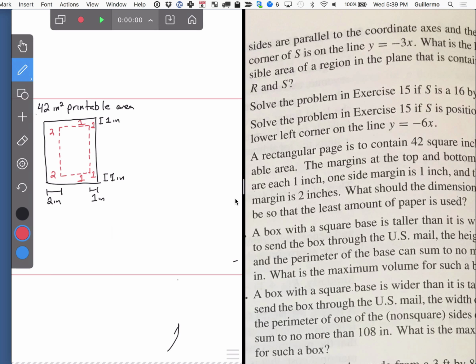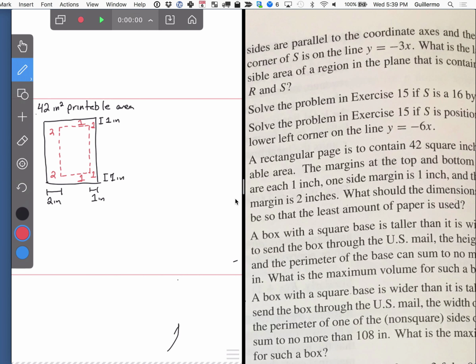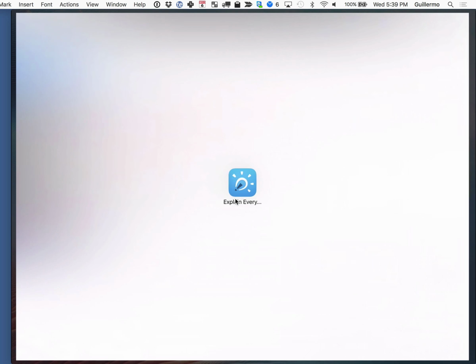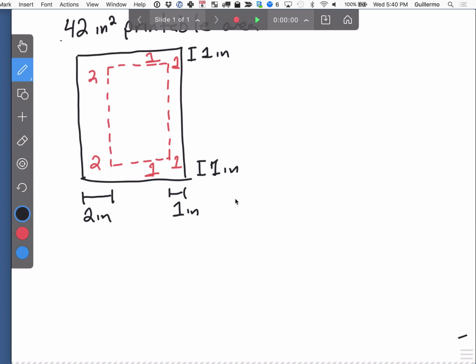And then the question is, what should the dimensions of the page be so that the least amount of paper is used? Okay, so we want to use the least amount of paper. All right, so there's our picture. So we have 42 square inches of printable area. We have our margins that we need. And then the least amount of paper.